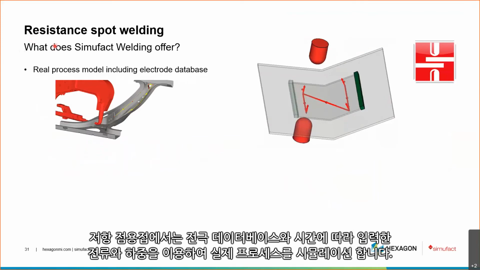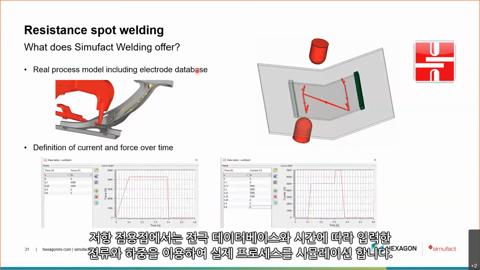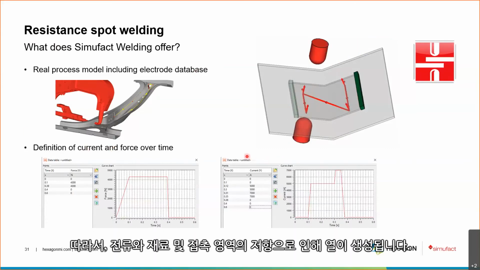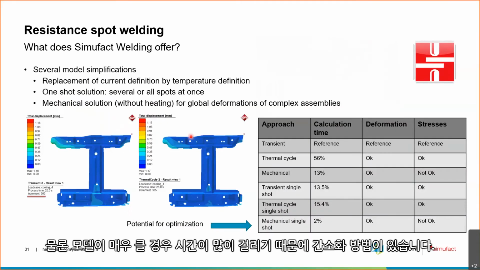In resistance spot welding, we basically do a real process simulation, including a comprehensive electrode database, and we define currents and forces over time. So basically the heat is generated due to current and due to resistivity of the material and contact areas. Of course, once again, if you have a very, very big model, this takes a lot of time. So there are certain simplifications.